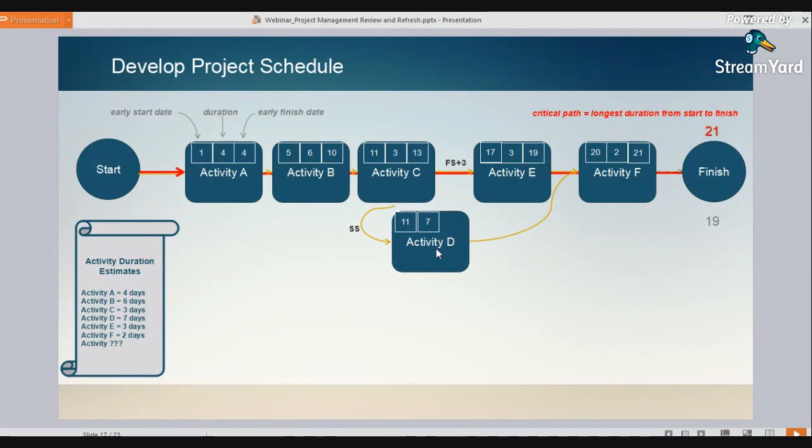Notice activity D sitting down here all by its lonesome. It also begins on day 11. Why? Was it a start-to-start relationship? Activity C is planned to start on the 11th. So is activity D. 7 days, it completes on the 17th. So that activity F could begin on the 18th. But wait, activity F is dependent upon both activity E and D. So it's got to wait until the 20th. So that E is also planned.